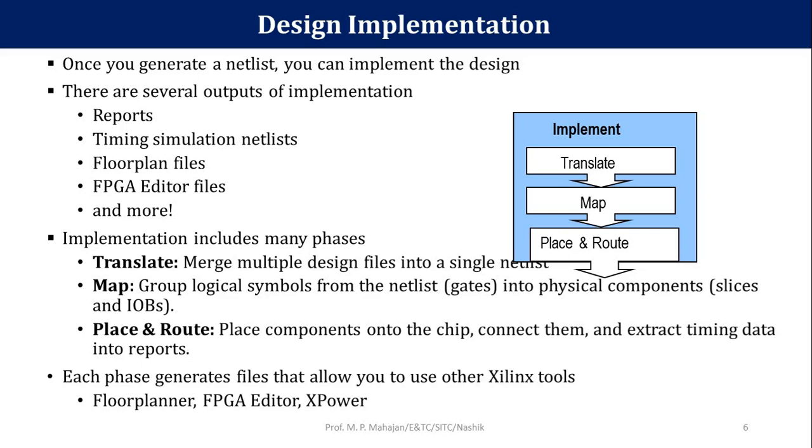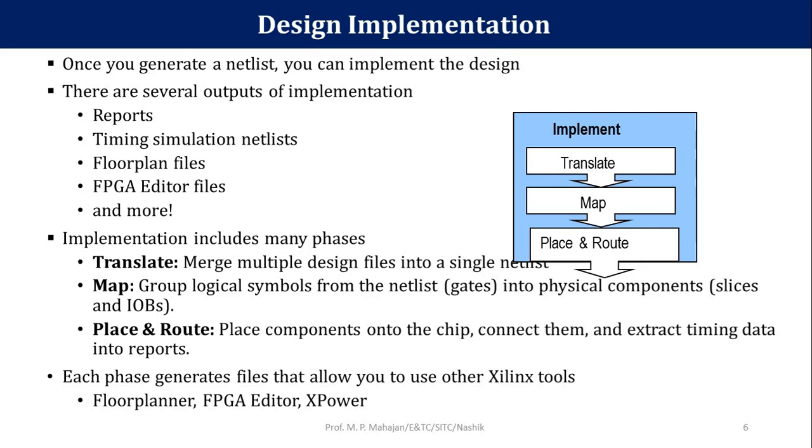The next process, once synthesis is done, is to perform the design implementation. As the netlist is generated, we can implement our design, and that implementation consists of different steps like translation, mapping, placement and routing. In translation, it will merge multiple files which are generated by the synthesis process into a single netlist. Then in mapping, it will group all logical symbols from the netlist, which is the input to this process, into physical components like slices and IOB. Means it will group the similar components from the netlist.